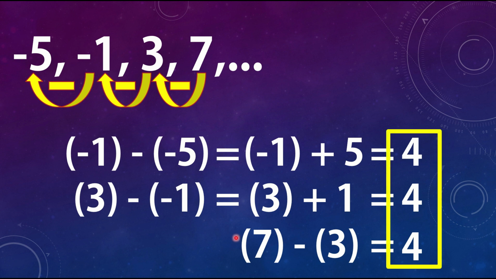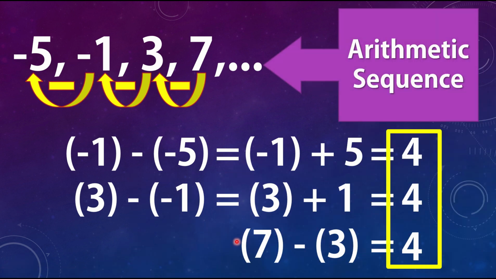Notice that all the differences are the same. So therefore, there is a common difference. Going back to the definition of an arithmetic sequence, this sequence is an arithmetic sequence. The reason why? Because it has a common difference.